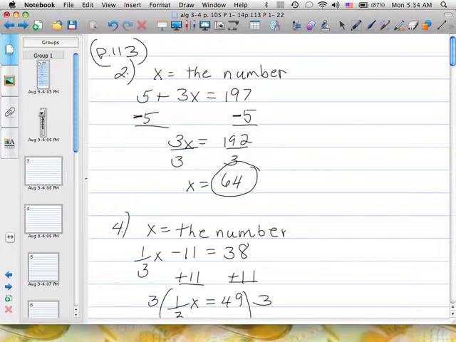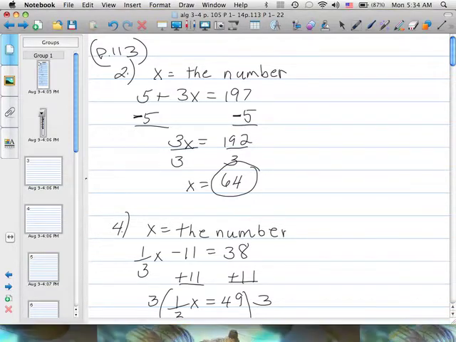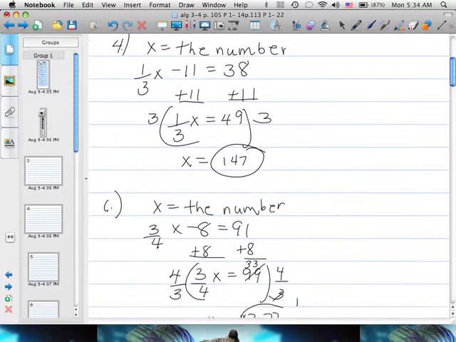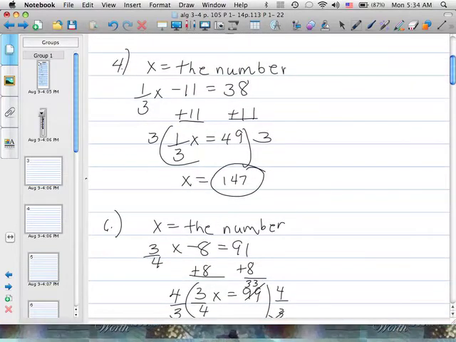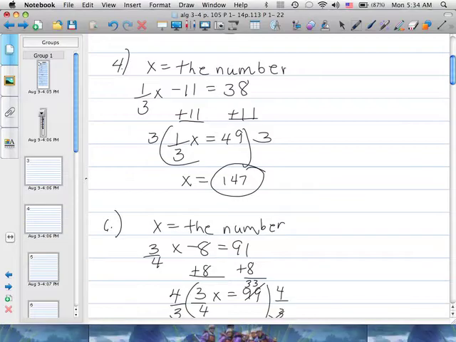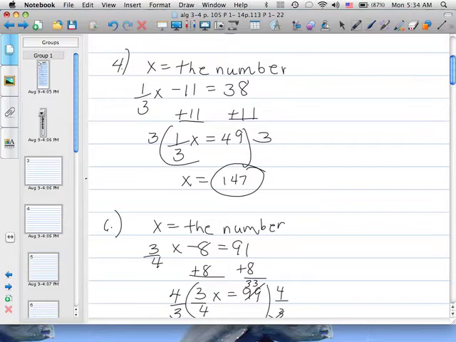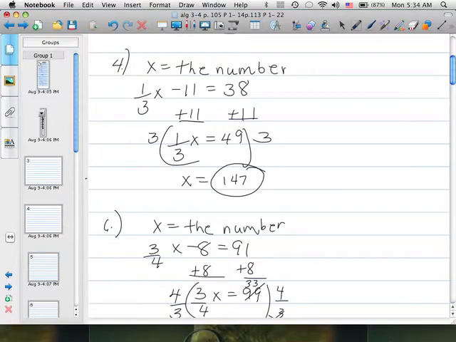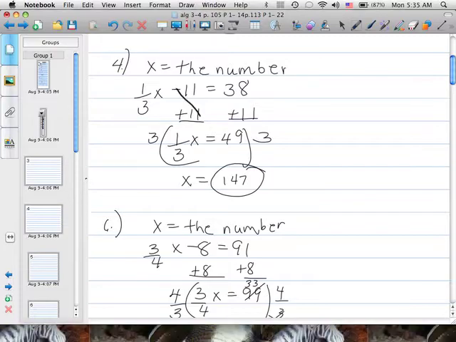Number 2: 5 more than 3 times the number is 197. Find the number. Let x equal the number. Translate the sentence: 5 more, 5 plus 3 times the number, 3x equals 197. So we undo addition and subtraction first, so subtract the 5 from both sides, and we get 3x equals 192. Divide by 3 on both sides, and we get x equals 64. And you can check it: 64 times 3 is 192, plus 5 makes 197.